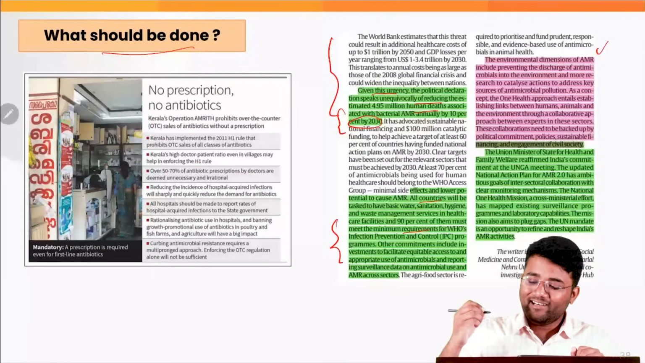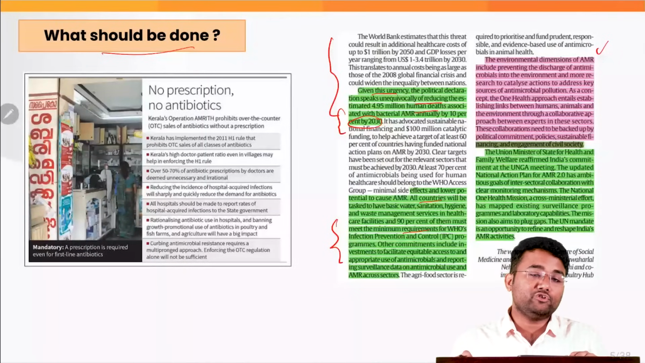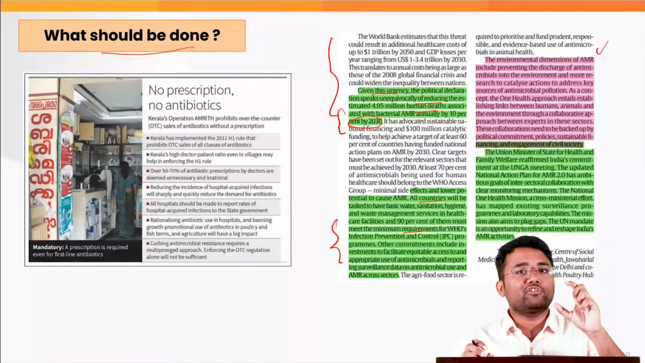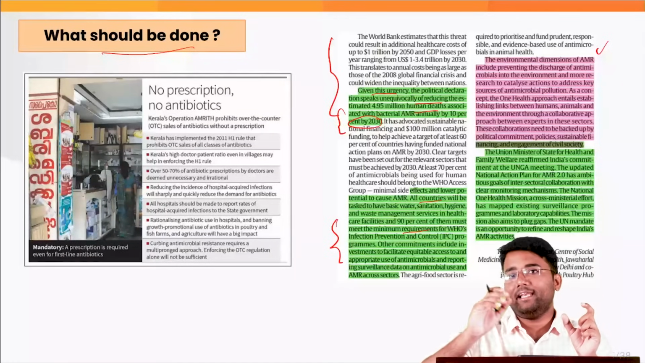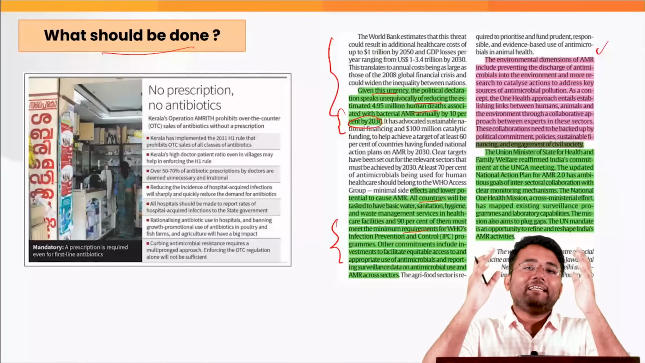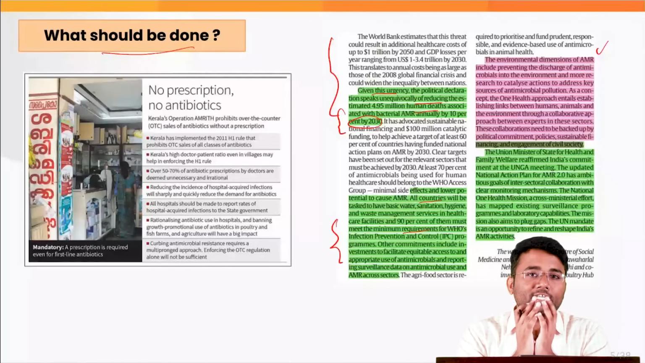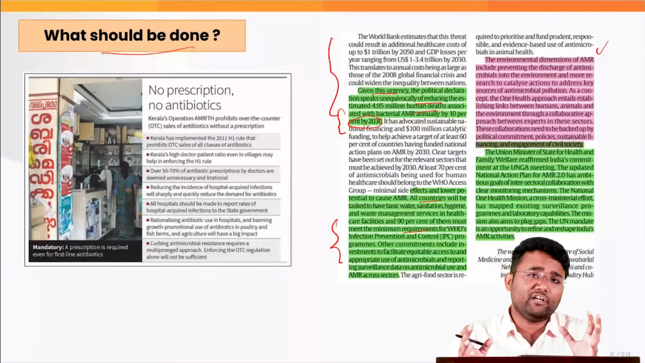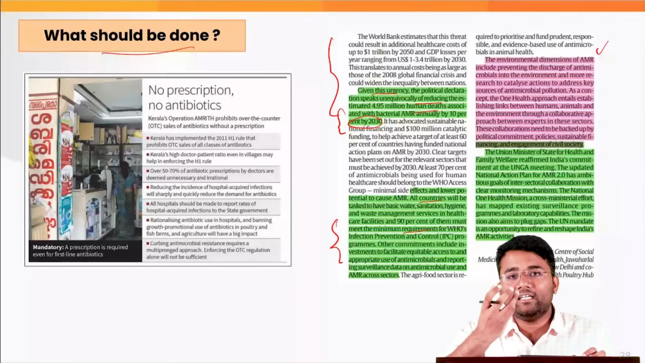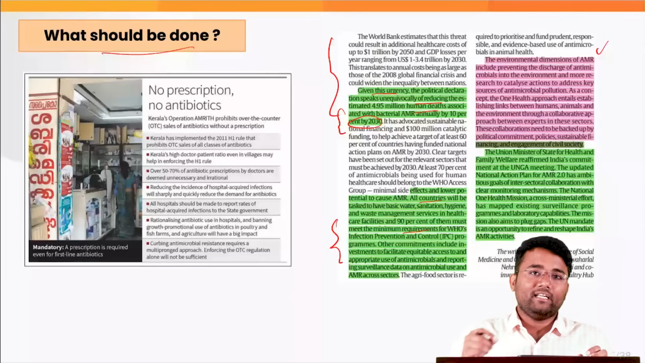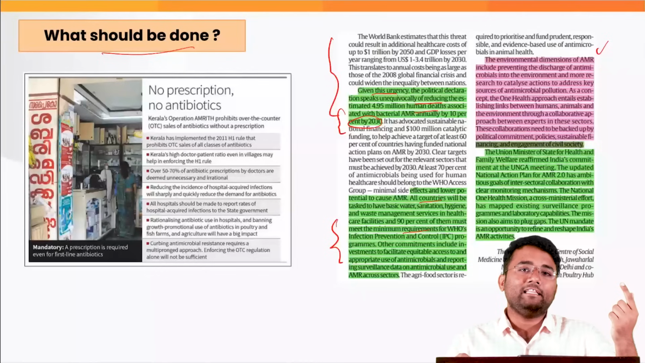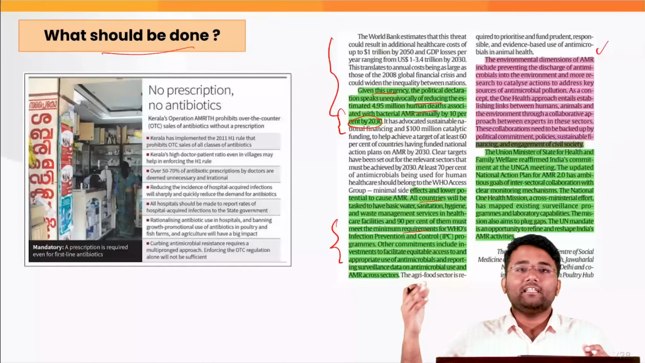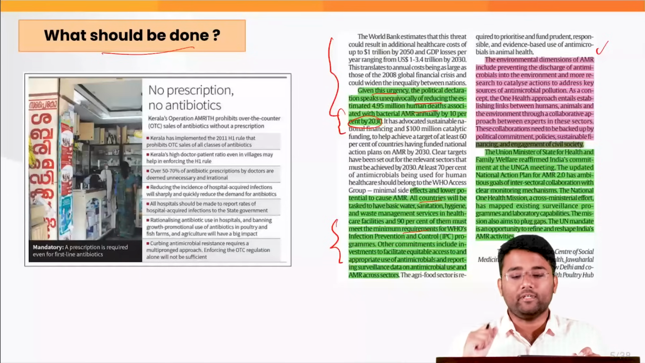Also, the environmental dimensions of this AMR need to be looked at, that we need to follow a One Health approach where the health of humans, health of animals and health of the environment should be taken in an integrated fashion. They should not be treated in a disintegrated fashion. Rather, they should be considered as one entity. We should understand that if there is a healthy environment, there will be healthy animals, and if both of these are healthy, that will ultimately lead to a healthy human.